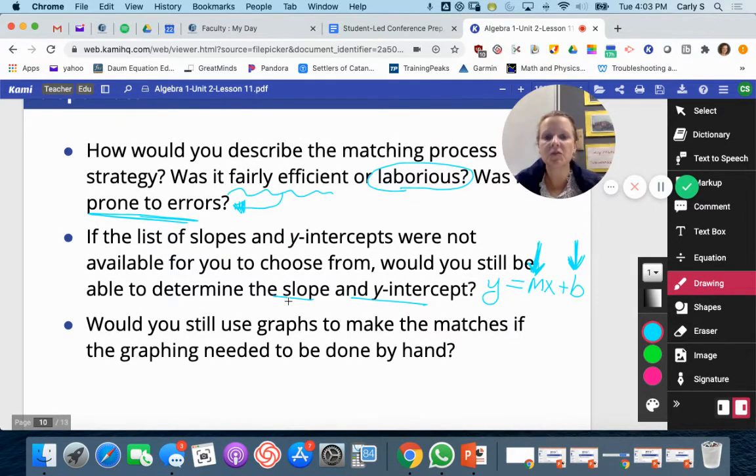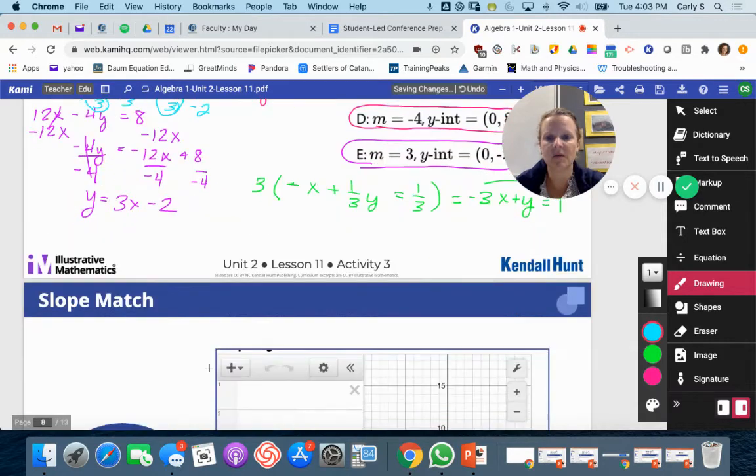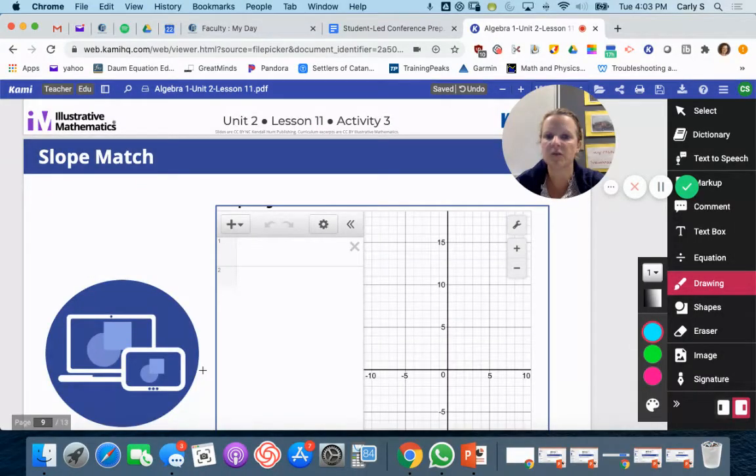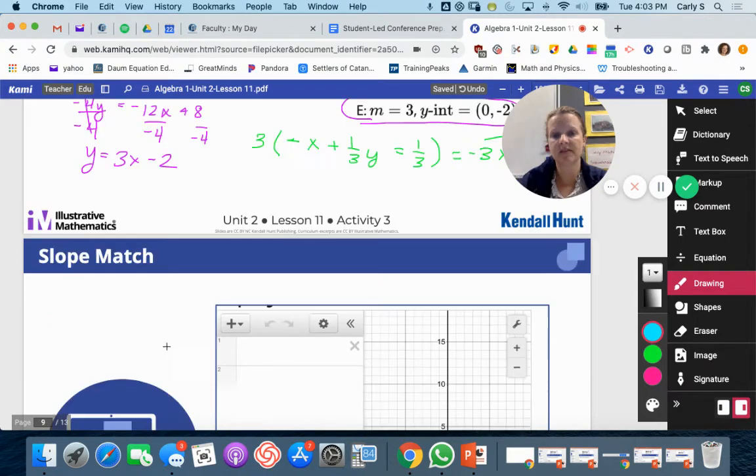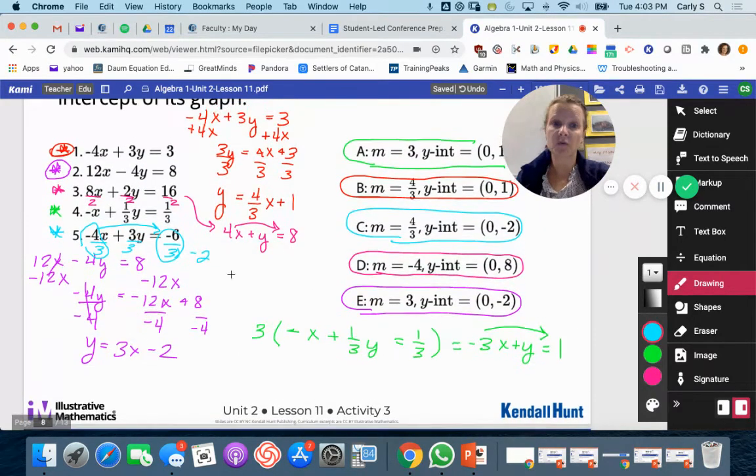So would you still use graphs to make matches if graphing needed to be done by hand? I don't use graphs to make matches. I just do the algebra. If we wanted to graph to make the matches, we'd be coming over here into GeoGebra and graphing all the lines, and it would be laborious. Okay, we're going to do a few of them though. So if you want to go over, and it's not GeoGebra, it's Desmos.